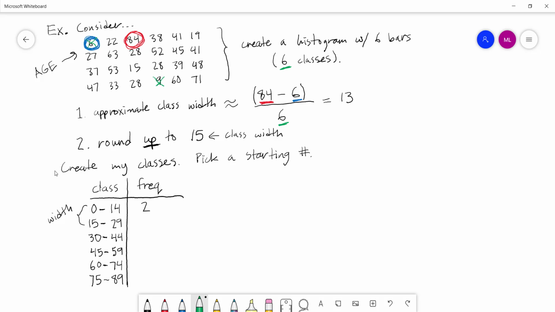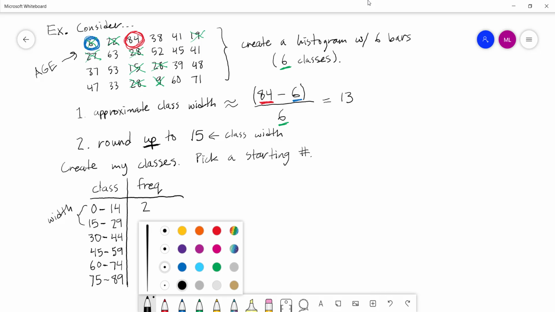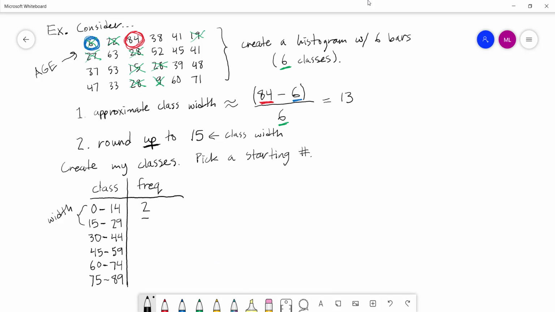Now I'm going to go and look for numbers between 15 and 29. So here's one number between it. So 1, going through, 2, 3, 4, 5, 6, 7. I counted 7. Oops, do that in black. That did not work. 7. Hopefully I'm not missing any.